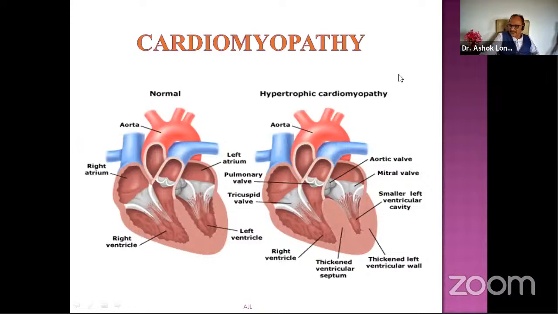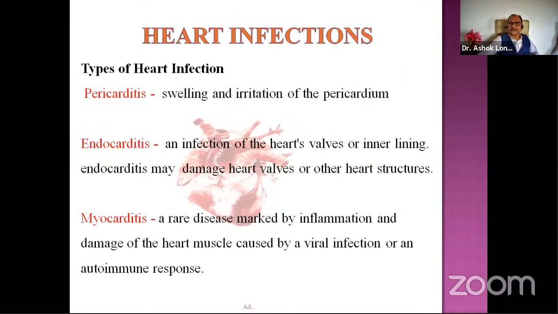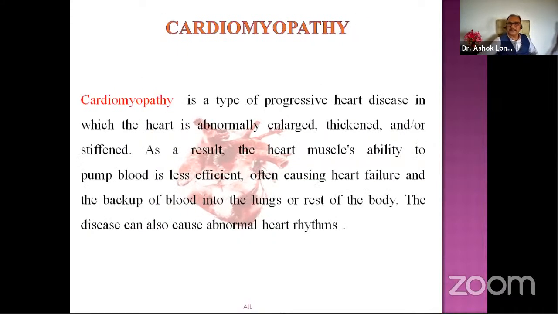Cardiomyopathy. Cardio is heart and myopathy means muscle, so that is some problem with the muscle. It is a type of progressive heart disease, because inflammation of the heart is not a progressive heart disease, understood? That is sudden. As soon as the infection takes place, the heart gets the problem. But cardiomyopathy is when the condition remains for a longer time, chronically.